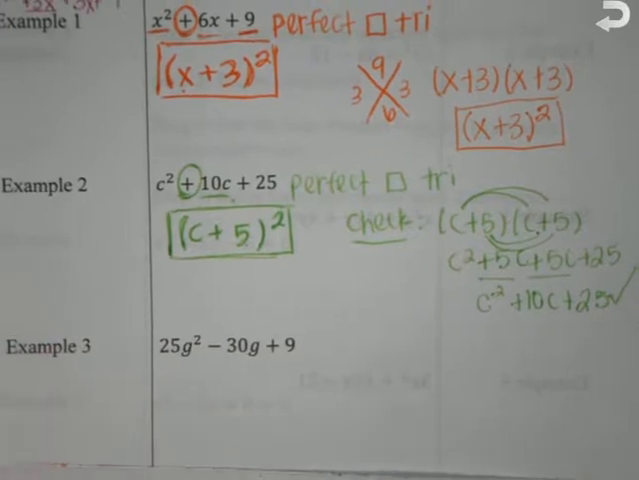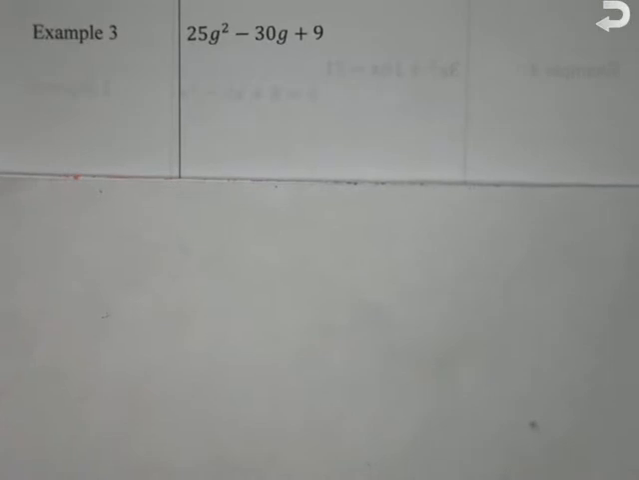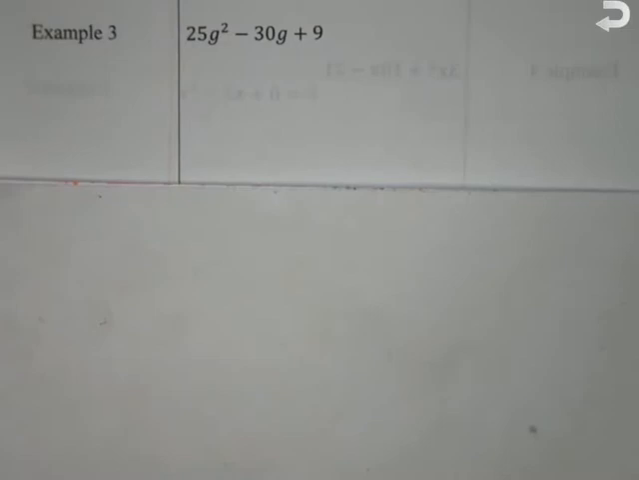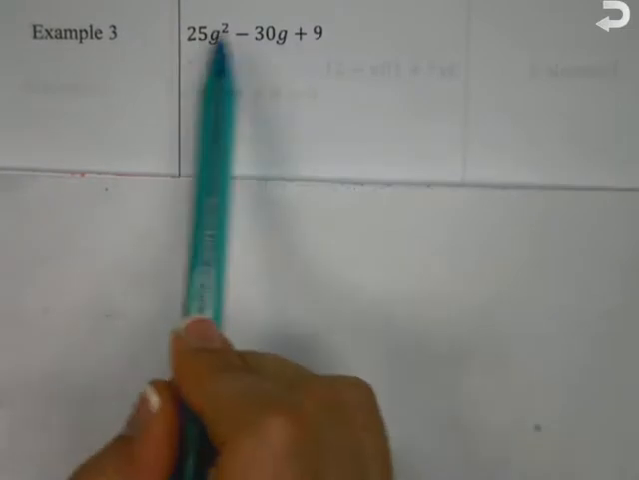I have 25g squared minus 30g plus 9. First thing we should always look for is a what? GCF. Do you guys notice any GCFs in here? No. It's obviously not a difference of two squares. There's 1, 2, 3 terms. It's obviously not a diamond method. We think it's bottoms up.